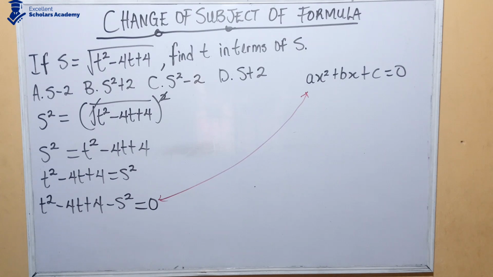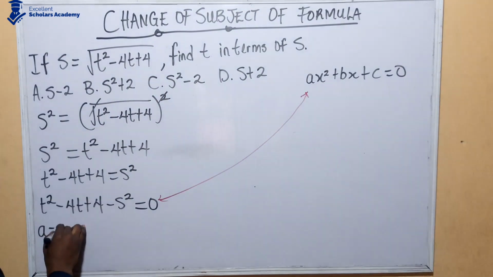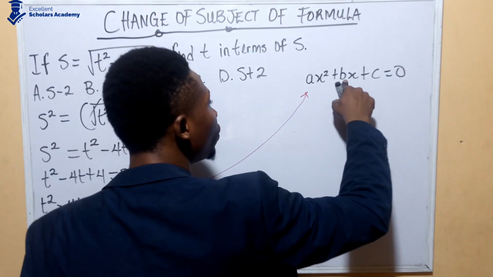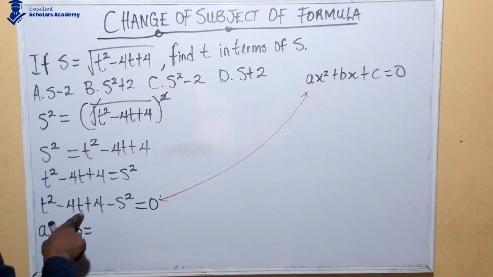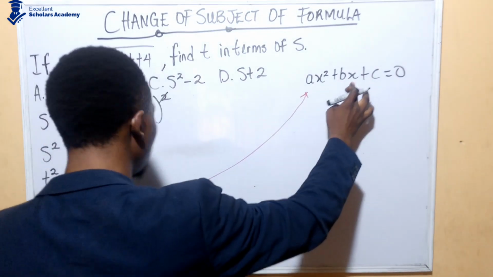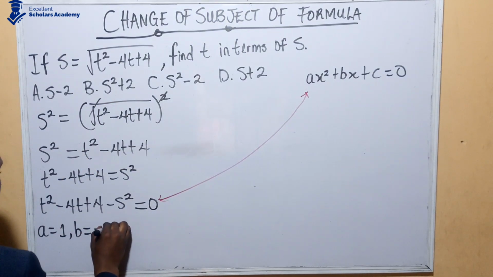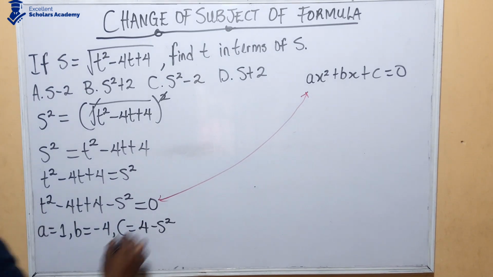You find out that your a, that's the coefficient of your t squared, just like this a here, the coefficient of your x squared, is equal to 1. And then b, the coefficient of your t here, is like the coefficient of your x here. Comparing, you find out that your b is equal to minus 4. This t squared is like this x squared, and this t is like this x. This 4 minus s squared is the constant. So your b is minus 4, and your constant c is 4 minus s squared.